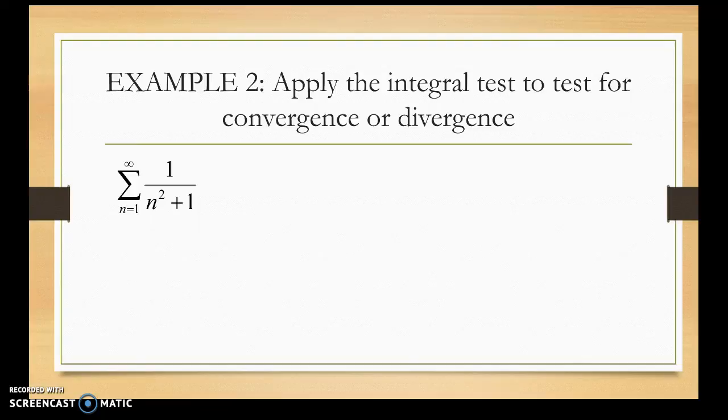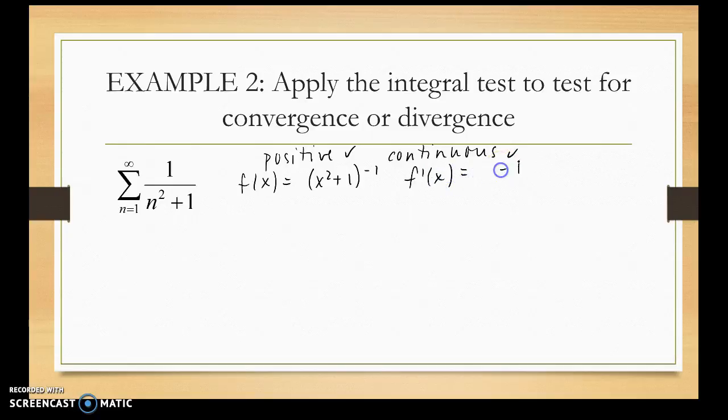Okay, so positive, continuous. I'm going to write this as x squared plus 1 to the negative 1. The derivative, negative 1 over x squared plus 1 squared times 2x. All right, so that's using our power and chain rule. So for any value of x greater than 1, f prime of x will always be negative. And where does the x greater than 1 come from? Our index on the series.